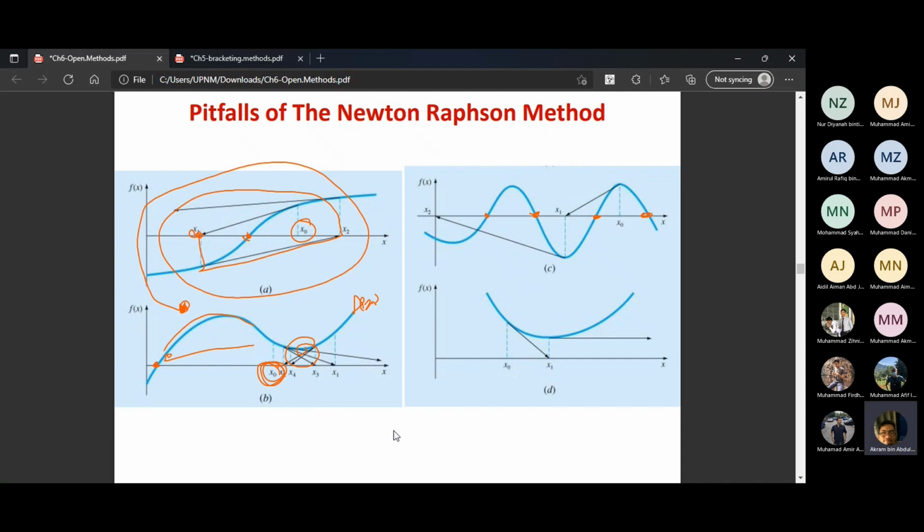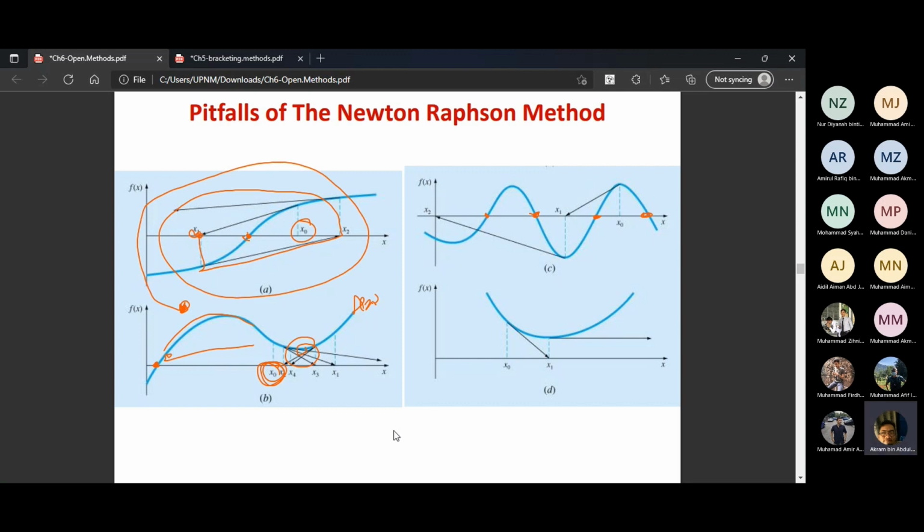Okay, in C where we have multiple roots, sometimes what will happen is we miss converging to the roots. And same goes to D. So for D, there are no roots available here. So we will forever be looping in iterations where we will never get the answer. This is some of the 4 cases where the Newton Raphson cannot be used to solve the given function.